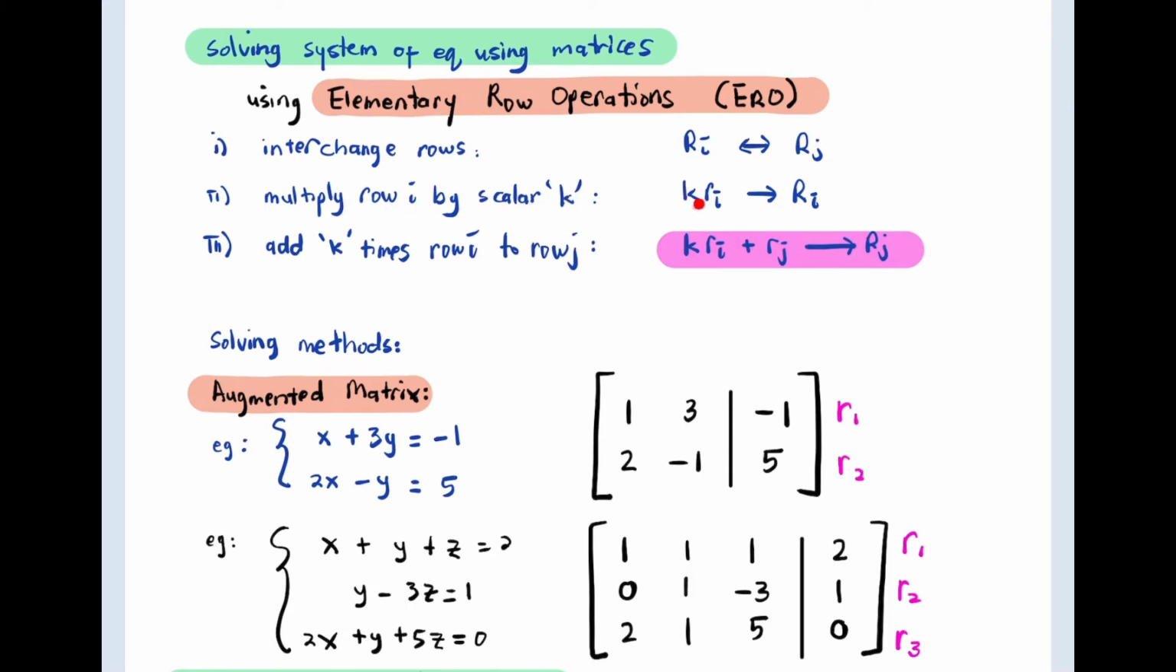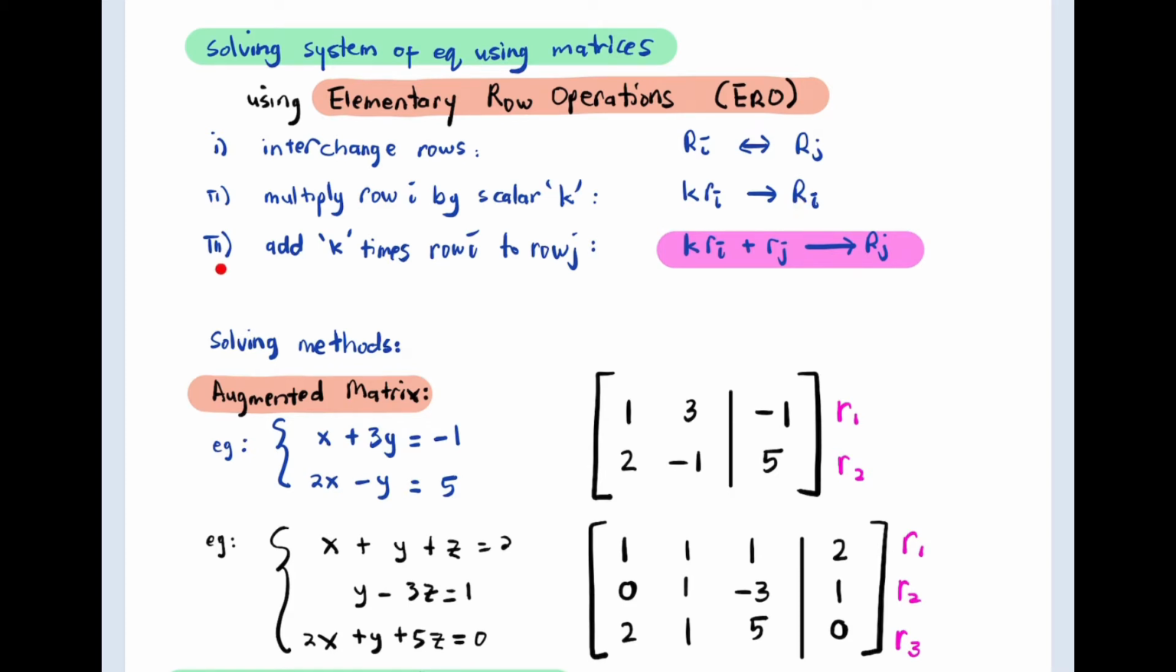Okay, so you can take any number of k, multiply towards the whole row, and then put it into the new row. So this r here is small, representing the old row, and this R here is capital R, so this is representing the new row.